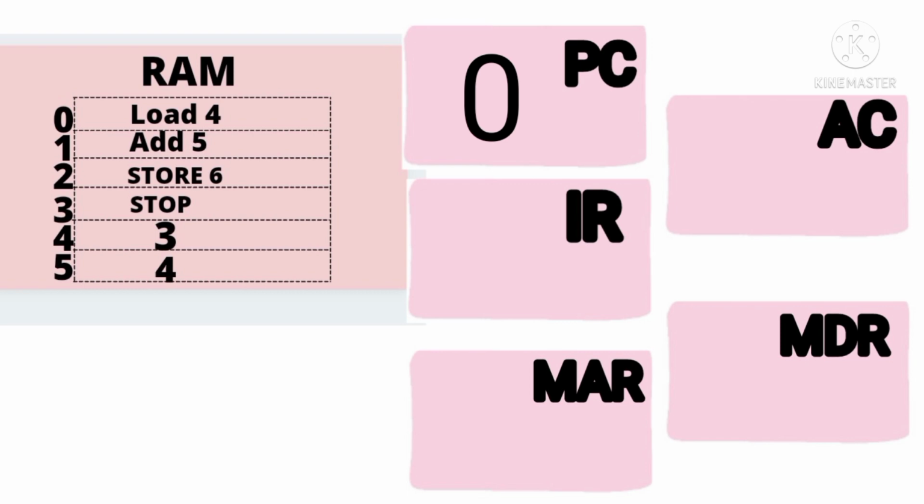Here we have a program to add two numbers. Here the instructions are load 4, add 5, store 6, stop, and the operands 3 and 4, which are given in the addresses 0, 1, 2, 3, 4, 5, 6, etc. We will start with the fetch cycle. According to the program counter, the value given is 0, which indicates the address of the next instruction to be executed. So, we have to find that particular address in our RAM.